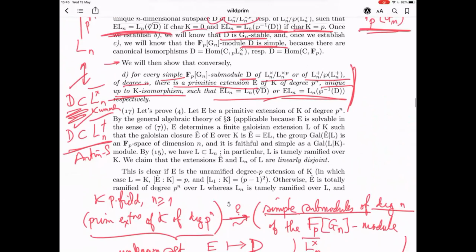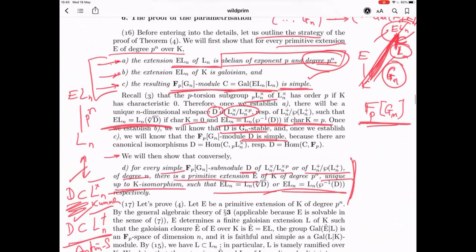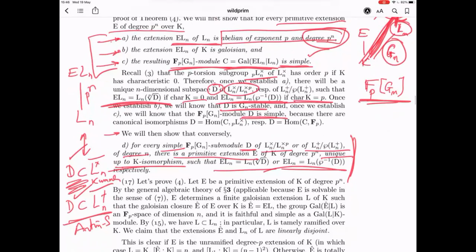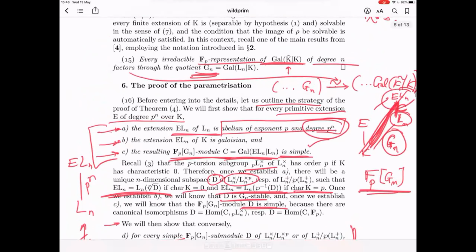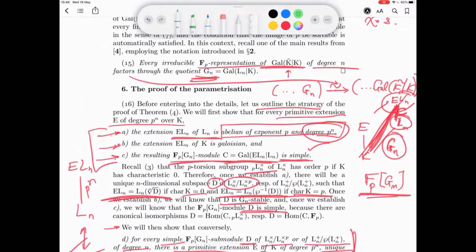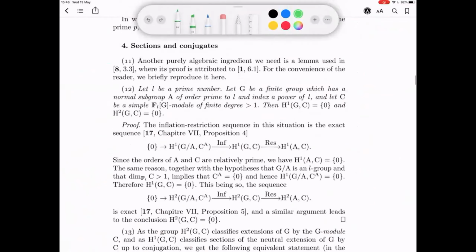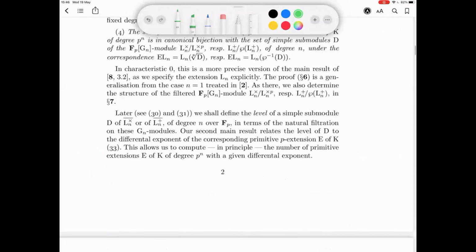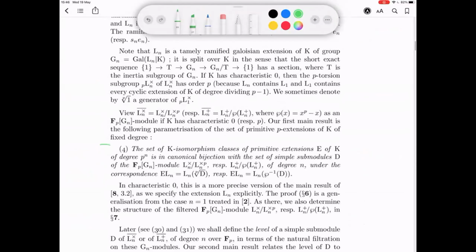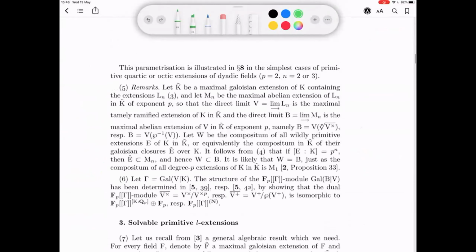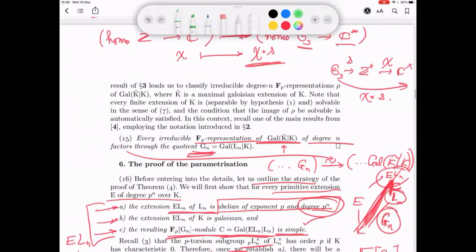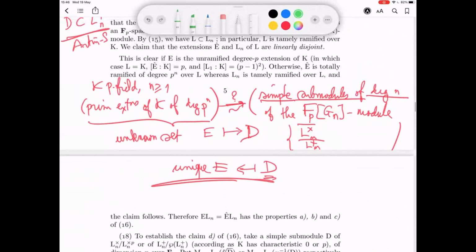Okay. So this number 16 gives you the strategy of the proof, right? And this is the proof of what? The statement here in number 4. This is the statement you have to prove. And now I've told you what the strategy of the proof is. So let's start and actually prove it.